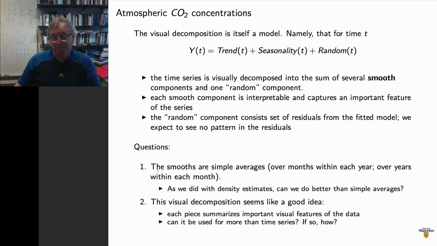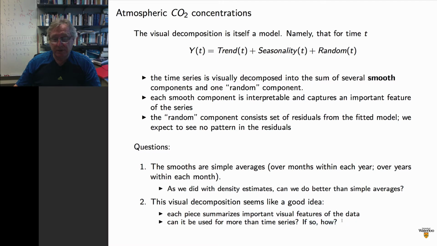So what I suggested briefly in the previous slide is that the smooths I've got here are simple averages. We know that when we did density estimates, we kind of started with averages there, and we ended up with something a little clever, something that had a weighted average. So the question is, can we do better than these simple averages? The other thing is that this visual decomposition actually seems like a pretty good idea. It's kind of natural with a natural phenomenon like carbon dioxide or sunspots, where we see things changing over time, to have a trend and a seasonality component. But can it be used for more than time series? Surely we're not stuck with just a regular time series with times that are equispaced, etc. And if we can use it for more than time series, the question is how.